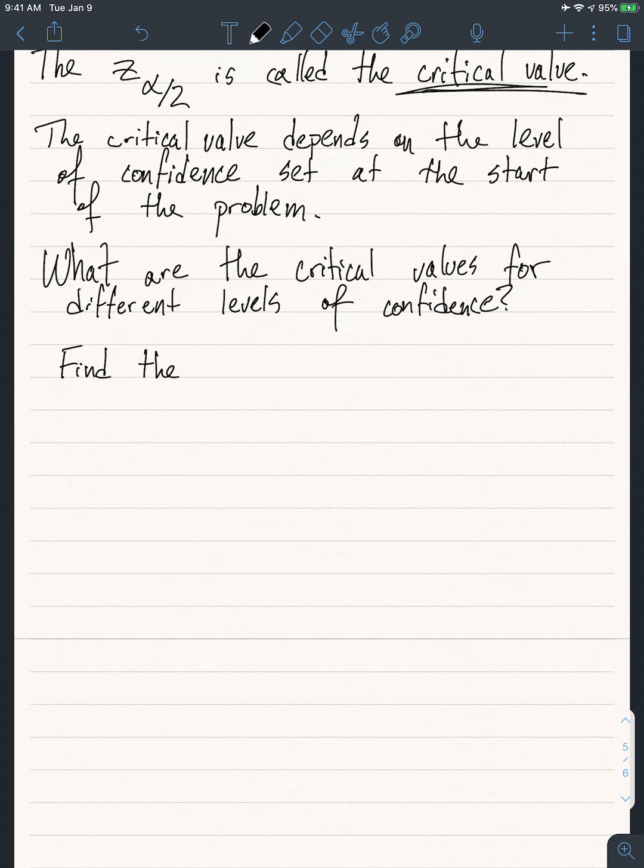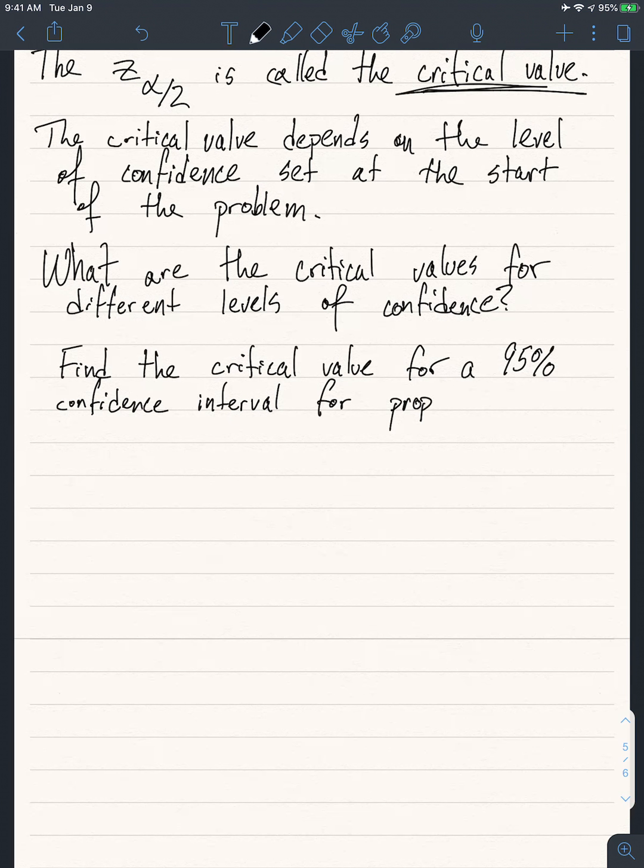Find the critical value for a 95% confidence interval for proportions. So just bear with me as I do this. But from what we know from the previous section, the distribution of sample proportions follows a normal distribution. And so I'm going to draw my picture of that normal curve.